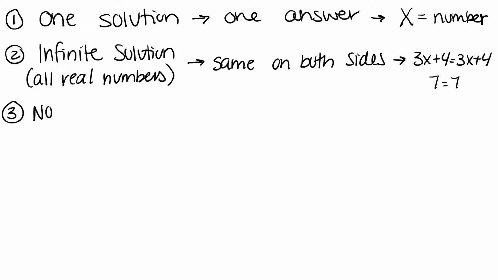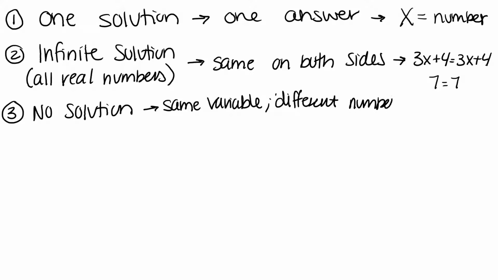The last type is called a no solution. For these types, they have the same variable, but they have different numbers. For example, 2x minus 7 equals 2x plus 4. The two x's are the same, but one has a minus 7, one has a plus 4.